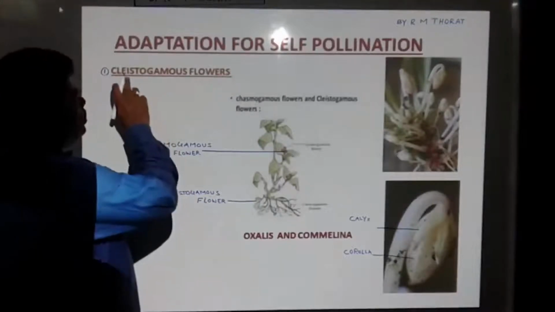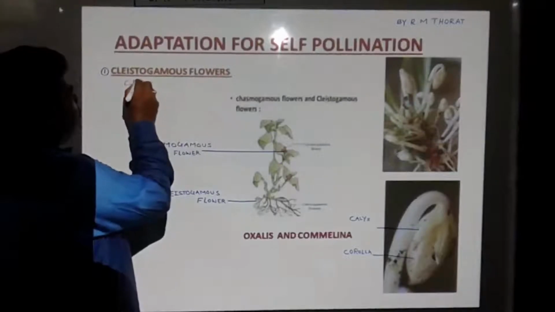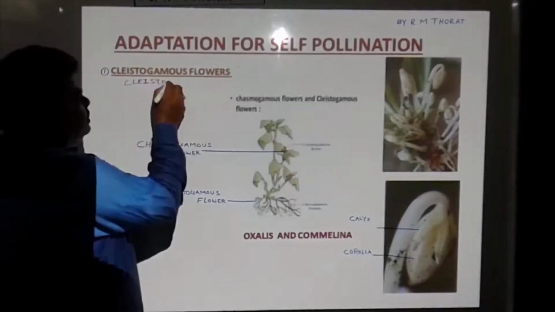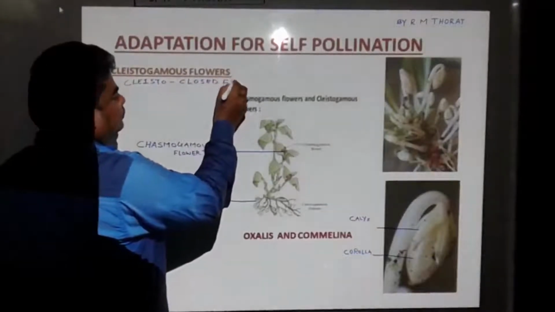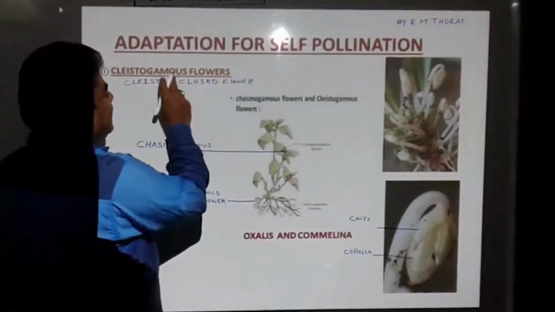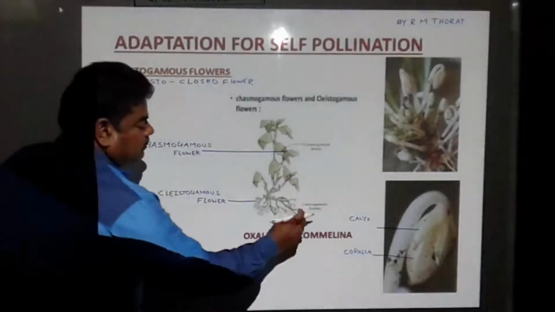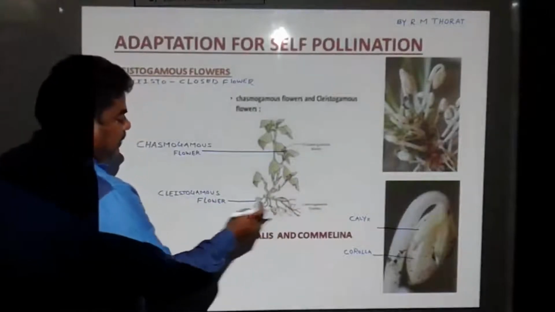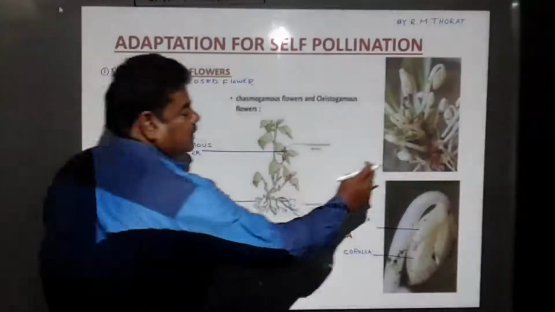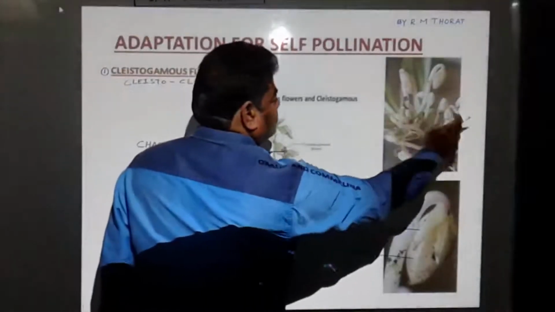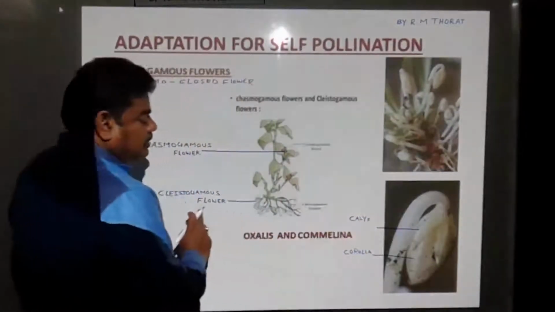Here cleisto means closed, a closed flower, and gamous means marriage. See here, the flower which is present here at the base, that flower we call a cleistogamous flower. These all are the cleistogamous flowers in case of Oxalis and Commelina, and this is the closed type of cleistogamous flower.